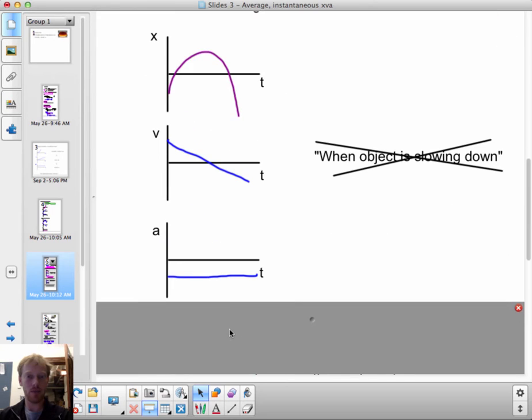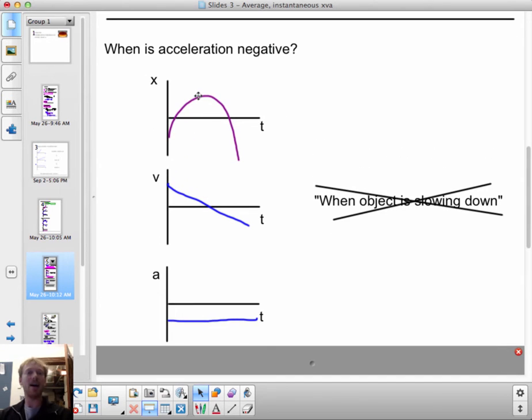Well, when is acceleration negative? Here's an example of an object that has constant negative acceleration. Looking at that first part of this graph, you might say, oh, this object has a velocity that's getting closer and closer to 0. It is slowing down. So maybe acceleration is negative when an object is slowing down.